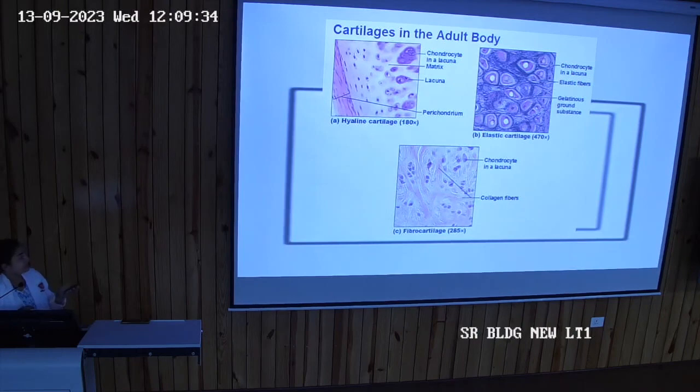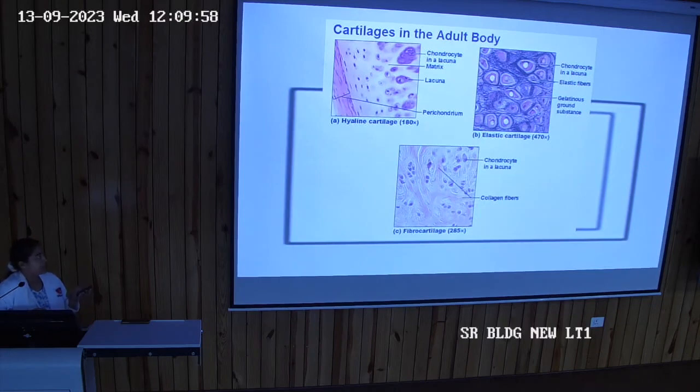The rest of the surface in between these lacunae is filled with the amorphous substance, that is the ground substance, and the fibers. The fibers present here are collagen fibers. When you see this picture in the histological slide, it will give you a glassy appearance. Hyaline cartilage has a particular appearance which is called ground glass appearance.